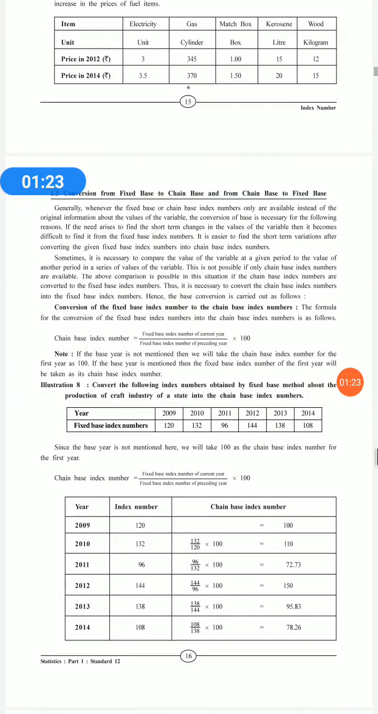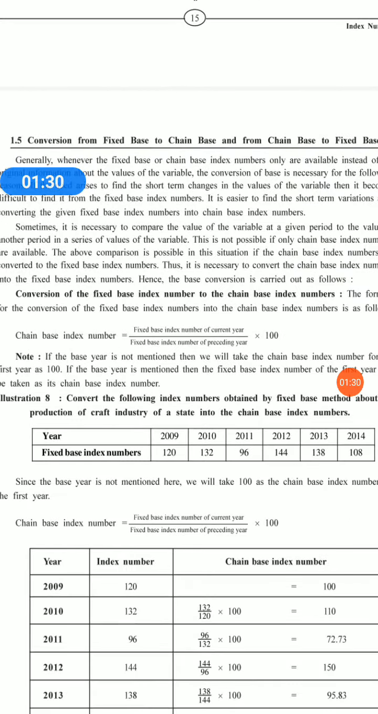See here, if fixed base index number is given, then you have to convert it into the chain base index number. Chain base index number is equal to fixed base index number of current year upon fixed base index number of preceding year into 100. Whenever you have to convert into the chain base index number, both the numerator and denominator will be given in the question. We just have to put the values in the formula.